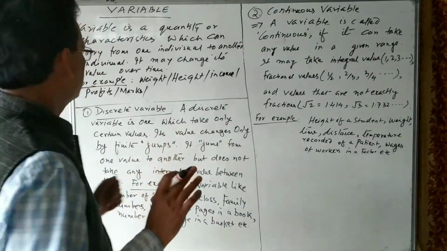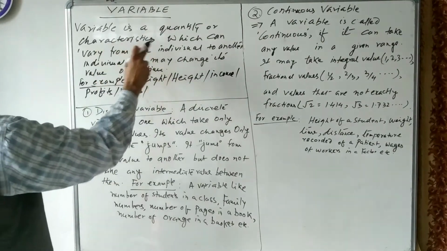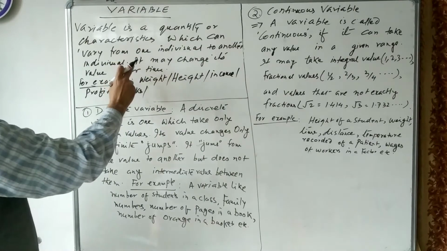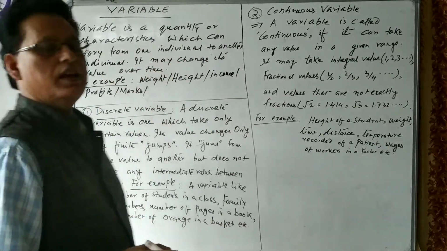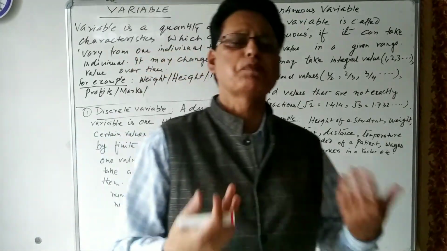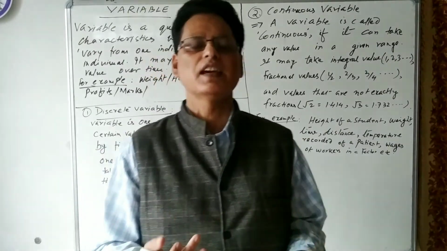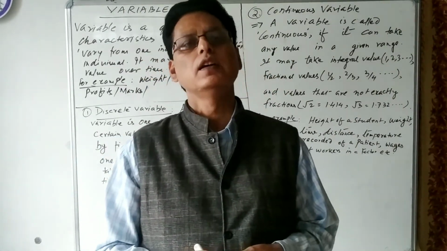So a variable is a quantity or characteristic which can vary from one individual to another individual. It may change its value over time. Variables are expressed in the form of X, Y, Z. Also, different alphabets are used in order to express the variables.